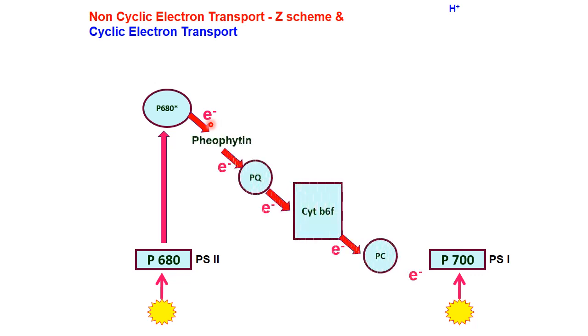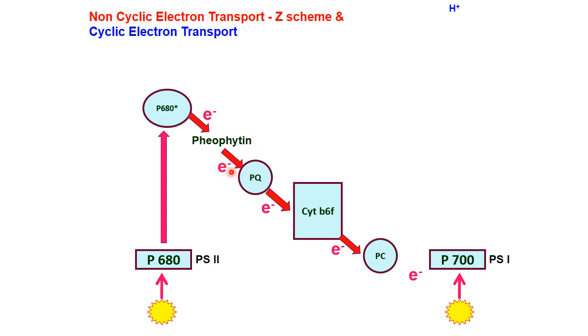These electrons are first accepted by pheophytin. So in the light reaction of photosynthesis, the first electron acceptor is pheophytin. The structure of pheophytin and chlorophyll molecule is more or less similar. In the chlorophyll molecule, magnesium is present as the central atom. Instead of that magnesium ion, two hydrogen ions are present in the case of pheophytin.